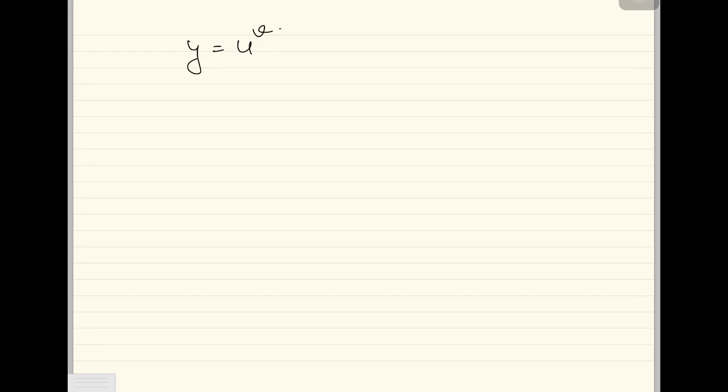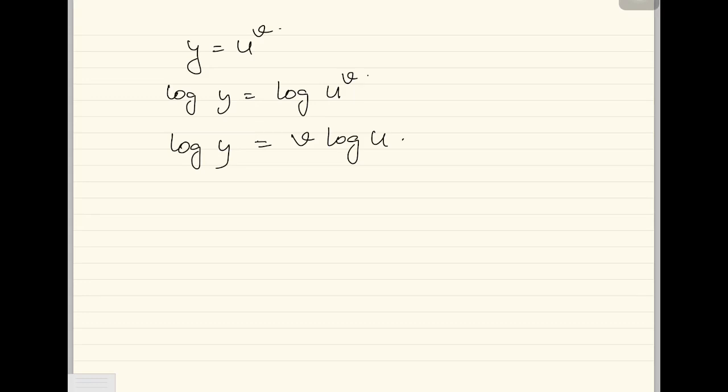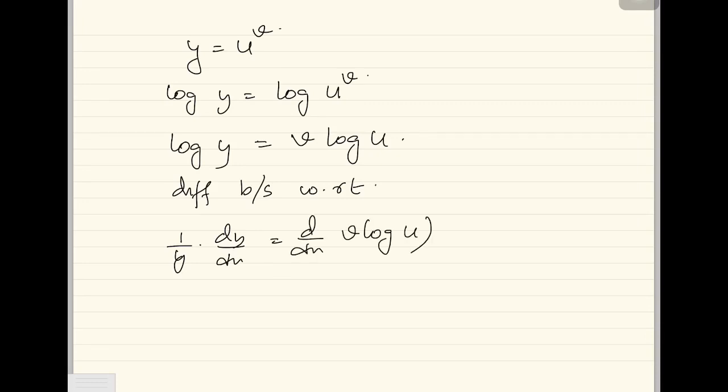Then what did we do in the previous sum? We took log on both sides first, isn't it? Then we got log y equals v log u. Can I say that? Yes. Then differentiating both sides with respect to x, I get 1 by y dy by dx, you are aware of that, and on this side I get d dx of v log u, isn't it everyone? Yes.